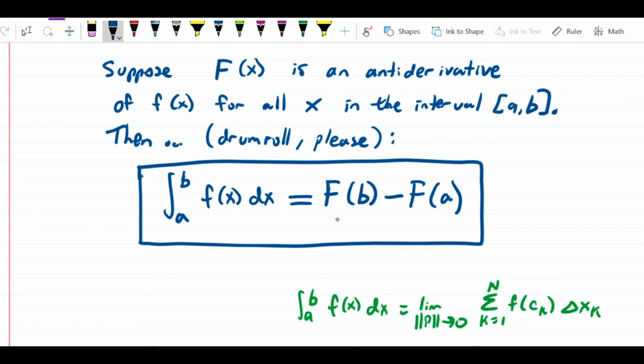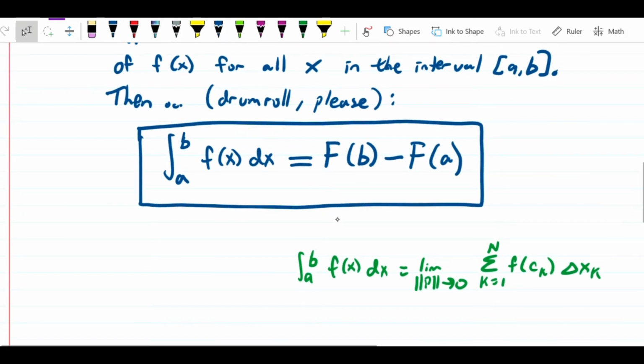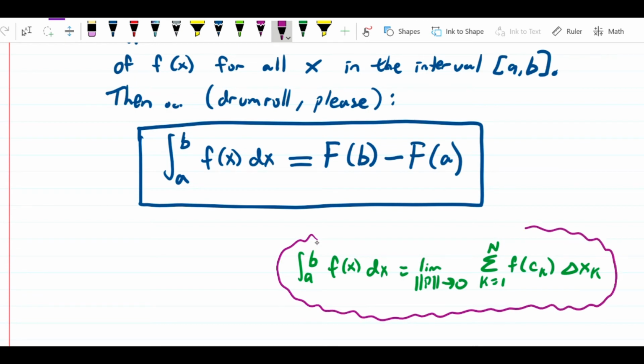Recall from the last section that we actually defined the definite integral in this way. We said that we have this horrendous limit as the norm of the partition approaches zero of this summation. In other words, it's the limit of adding up all the rectangles as the rectangles themselves become infinitely skinny, or equivalently as there become infinitely many rectangles. That's the actual definition of what the definite integral from a to b of f of x dx is.